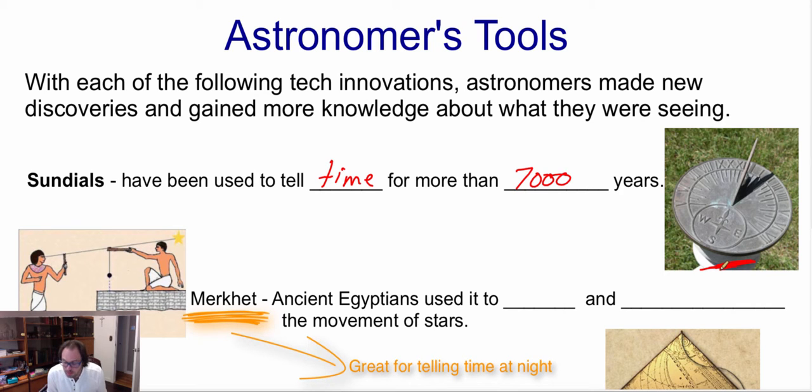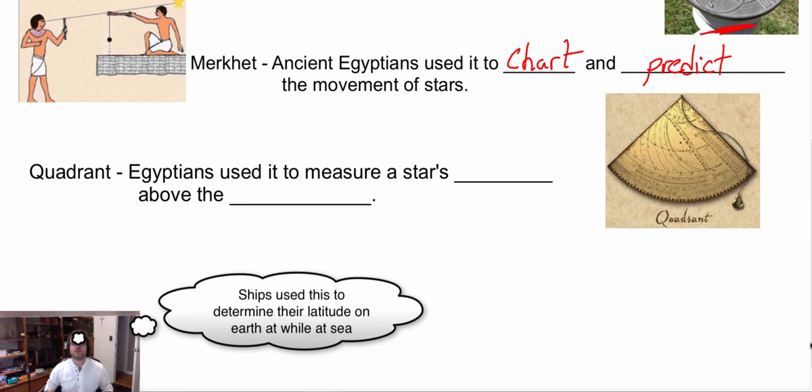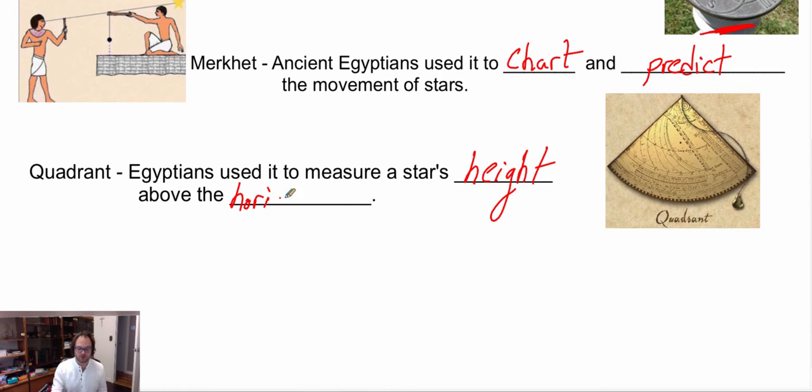Next, we have the Mercat. Ancient Egyptians used the Mercat to chart and later predict the movement of stars. Now, there's also something called a quadrant that was used by the Egyptians. The quadrant was used to measure a star's height above the horizon.